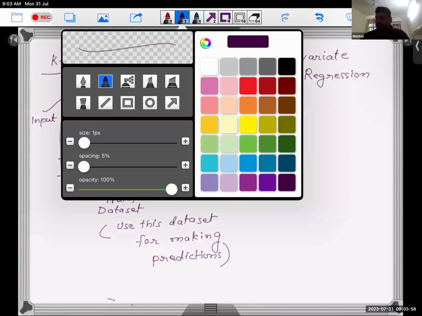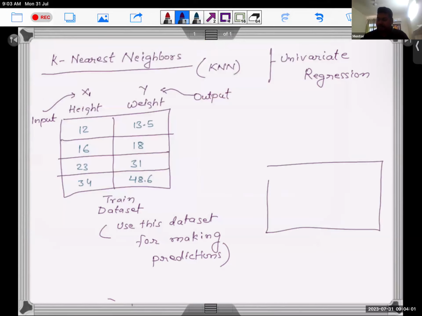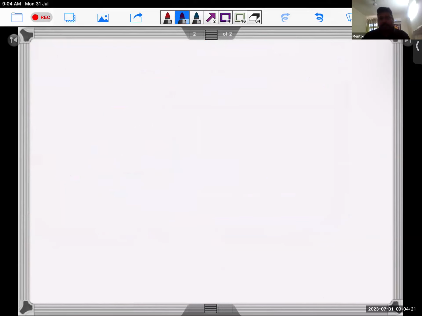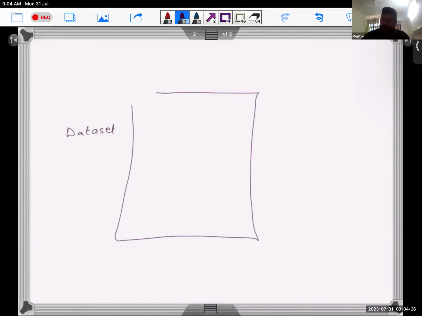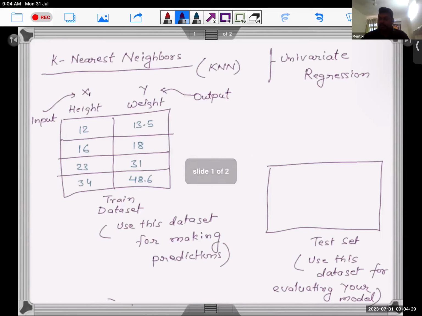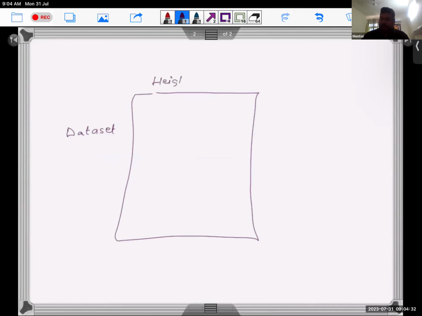Now, imagine we are given another test set. Let's call this a test set. This is the data I'll be using for evaluating your model. You can assume it like this: when you are given a data set, this would be your big data set where you have this input feature as height and the output as weight.